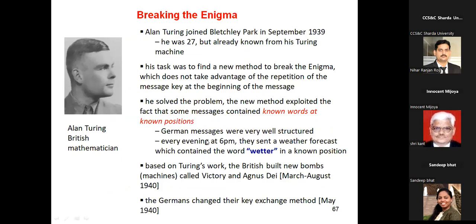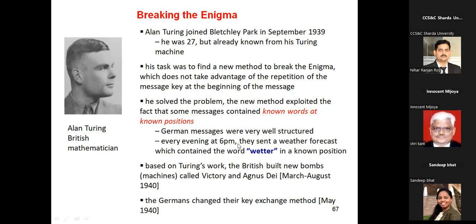And then Alan Turing joined Bletchley Park in September 1939. You must have heard the name of Alan Turing, a great mathematician, and you can say one of the pioneers of computers. His task was to find new methods to break the Enigma, which do not take advantage of the repetition of the message key at the beginning of the message. He solved the problem. The new methods exploited the fact that some messages contain known words as well as known positions. German messages were very structured.